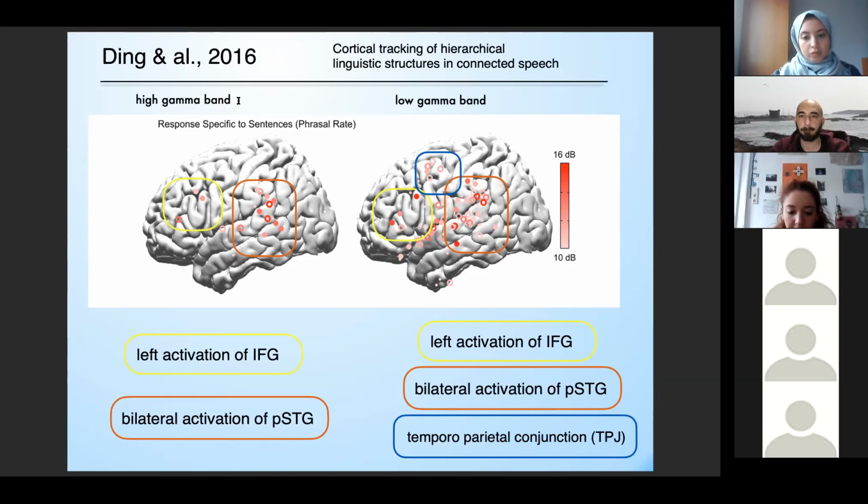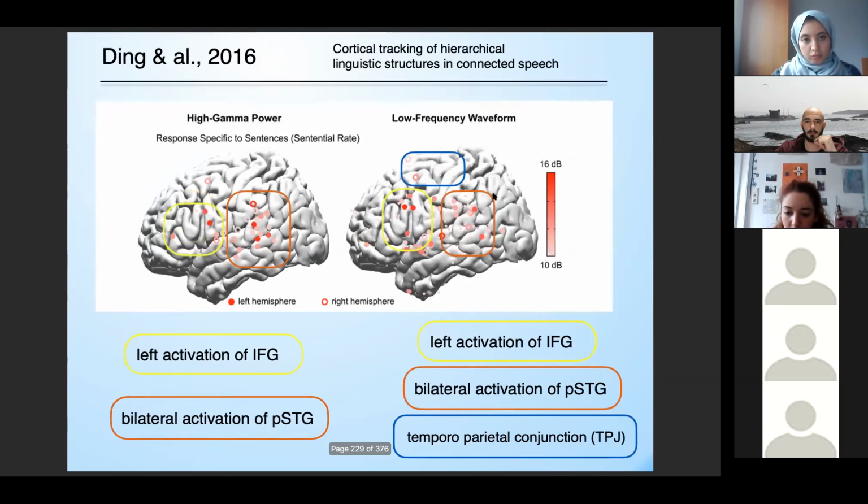So, right, now they also mention some specific left activation of the inferior frontal gyrus and bilateral activation of your posterior STG, which would be this right here, okay? And at the high gamma band and the low gamma band, you see that other activations pop out, this prefrontal activation, and also this activation at the temporoparietal junction.